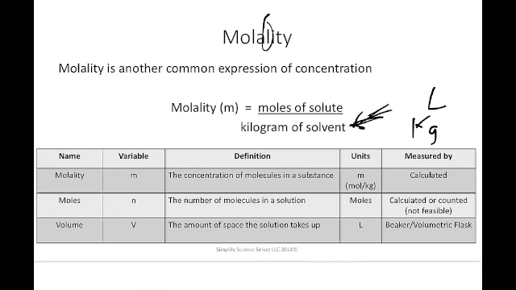Sometimes it makes more sense to use kilograms as opposed to liters, especially when you're increasing the temperature or something and the volume is changing as a result. Sometimes it makes more sense to use molality. Molality is just moles of solute divided by kilograms of solvent. Instead of expressing it as a capital M, we use a lowercase m. That indicates the molality, which is moles per kilogram.